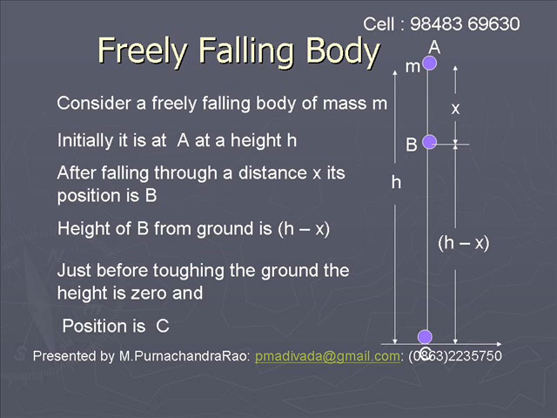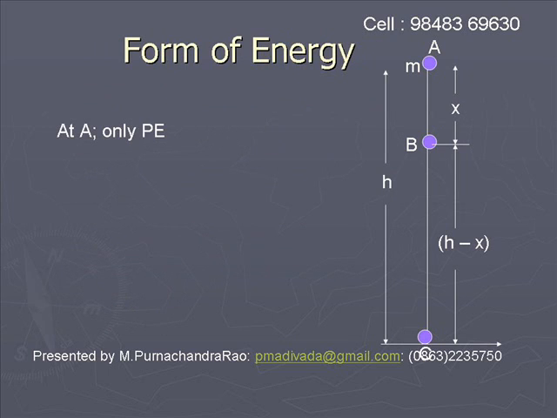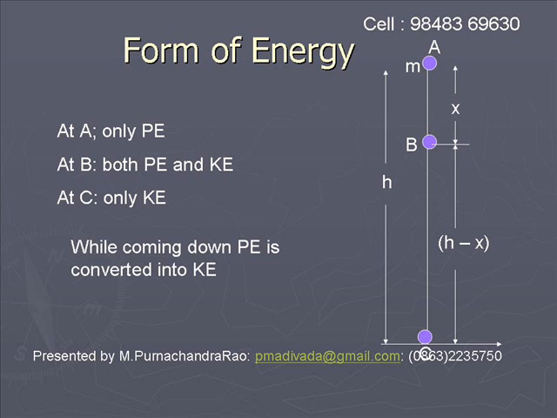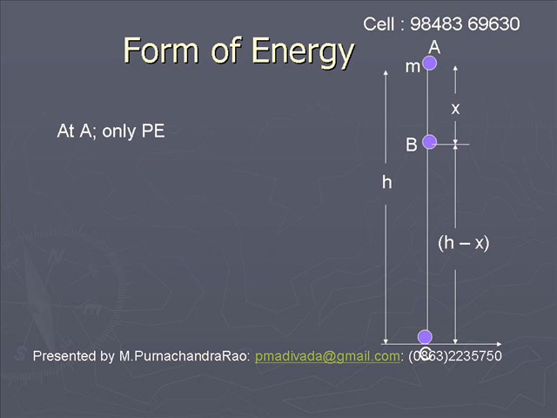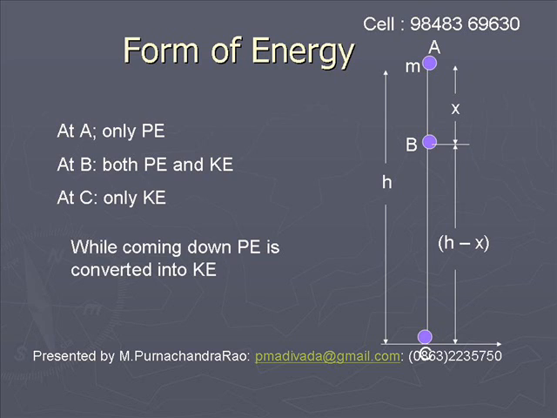The energy of the body at the three different positions. At A, the energy of the body is entirely potential energy, so it consists of only potential energy. When it is at B, it will have both potential energy and kinetic energy. And when it comes to C, the entire energy is converted as kinetic energy. So while coming down, potential energy is converted into kinetic energy. The energy at A is only potential. The energy at B is both potential and kinetic energy. Just before touching the ground at C, the energy is entirely kinetic energy.